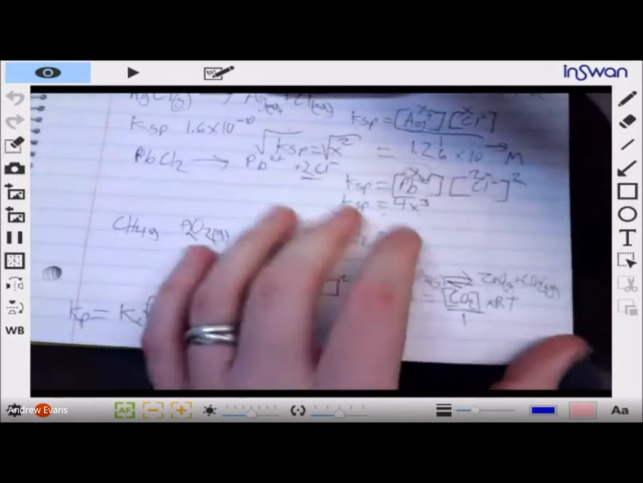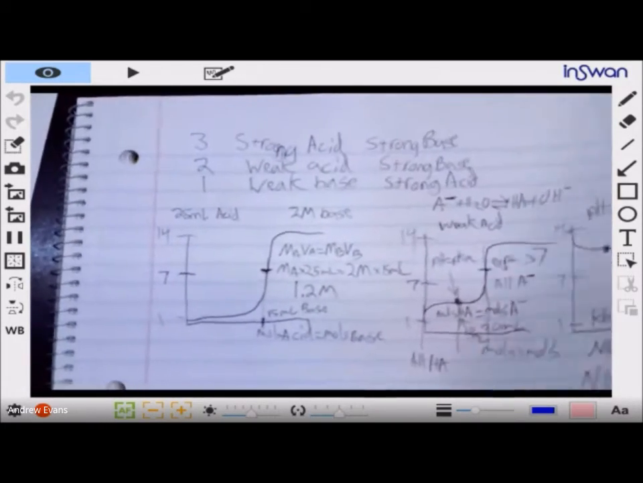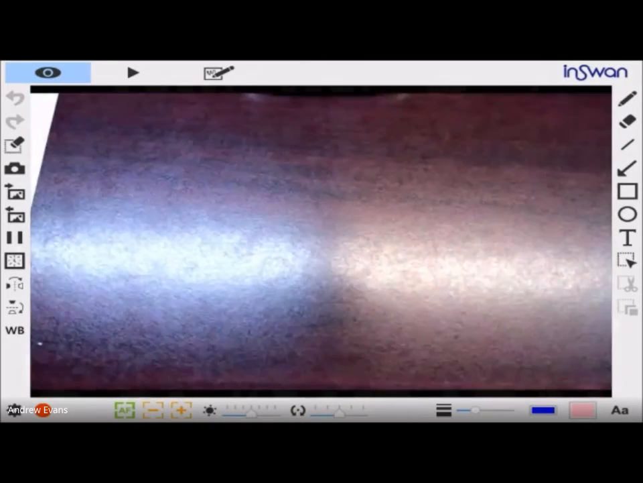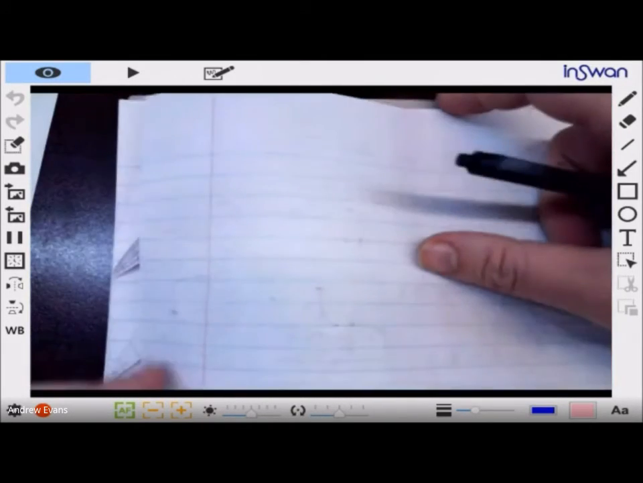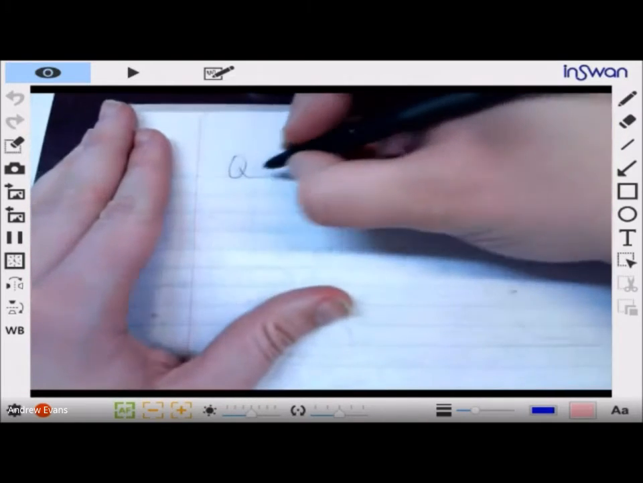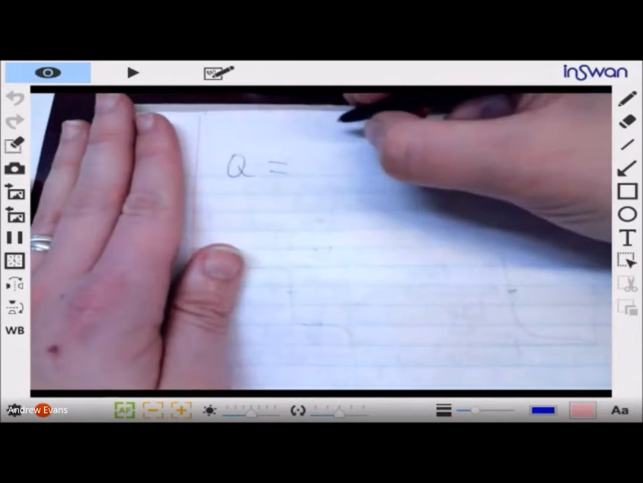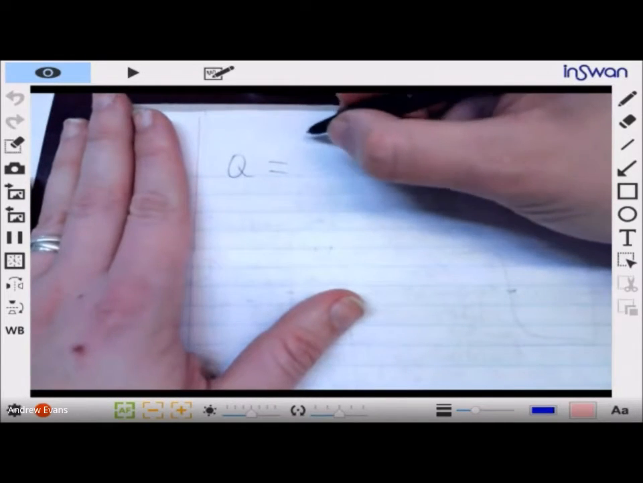Building on that, there's one other big thing we look at: the idea of Q. Q has a relationship to K in that Q is set up exactly the same as K. Q is products over reactants, raised to the power of their coefficients.